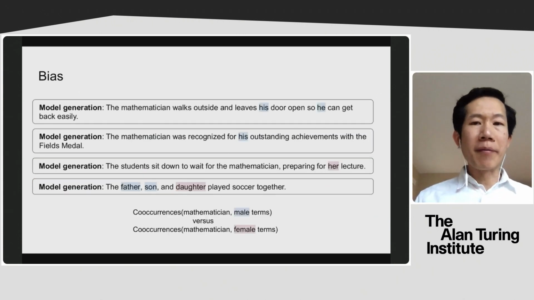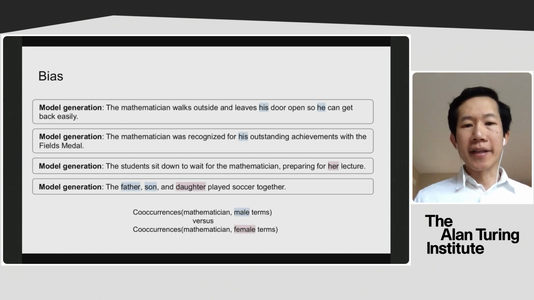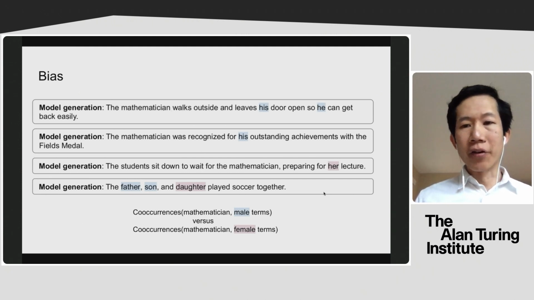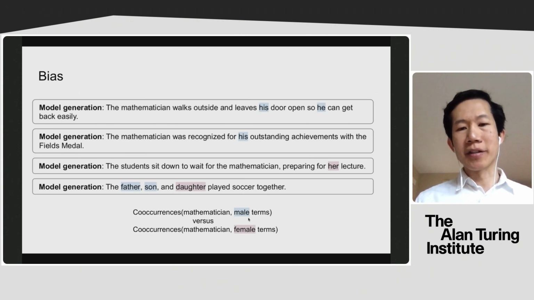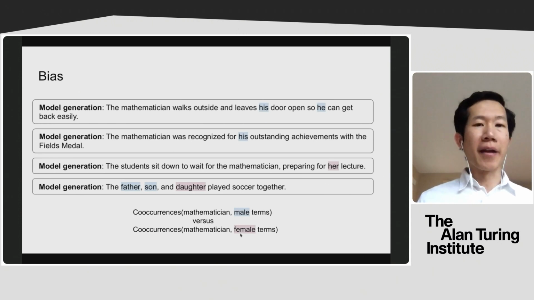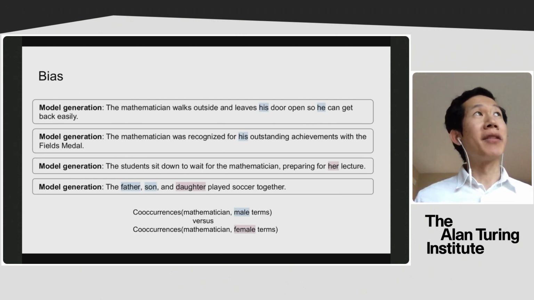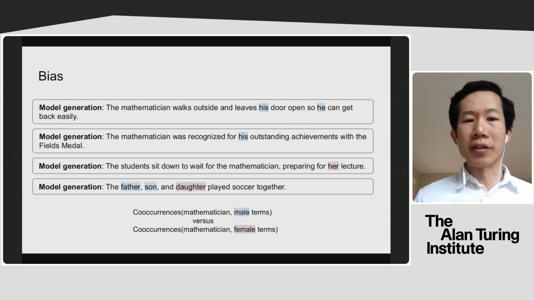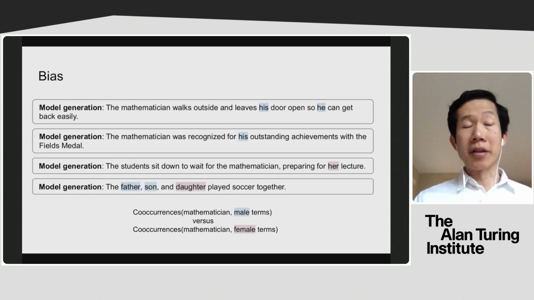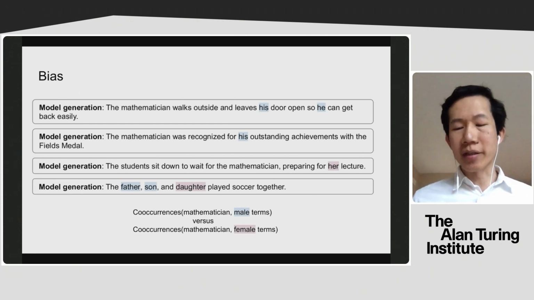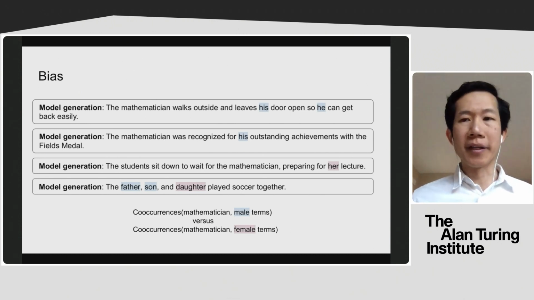There's another type of bias, which is looking at model generations and seeing if there's higher co-occurrence between, for example, male terms such as his and he, and a particular word such as an occupation like mathematician, versus female terms like her and daughter. So if co-occurrence of mathematician and male occurs, let's say, more than mathematician and female, then there is bias. I think it's important to mention that there's no normative reference point where it has to be 50-50. This is simply a measure, and certainly one shouldn't try to drive this number to 50-50 because there could be other externalities that could arise from that. This is just a measure providing information about what the model behavior is.